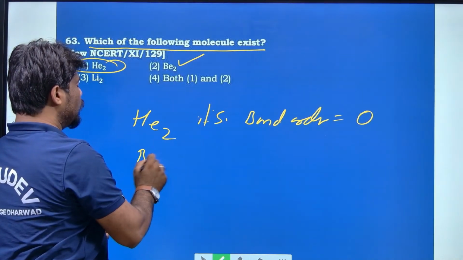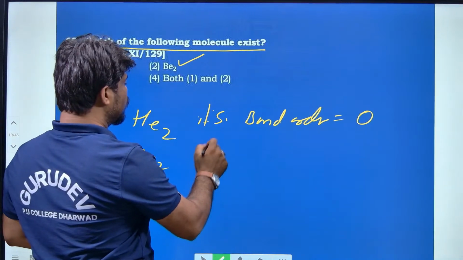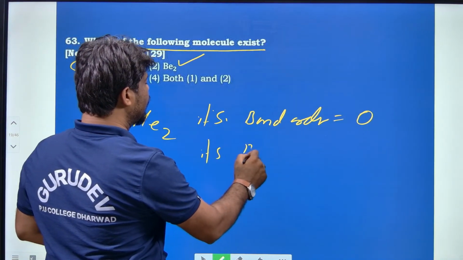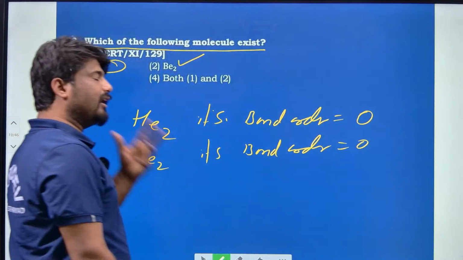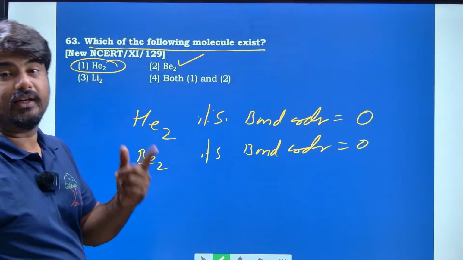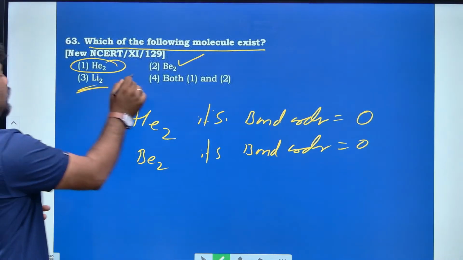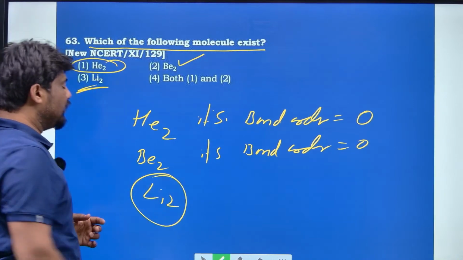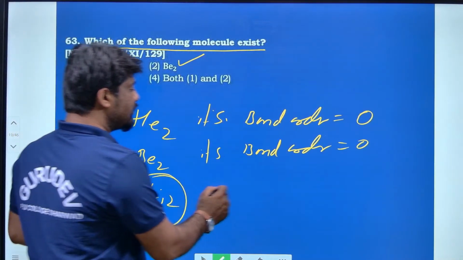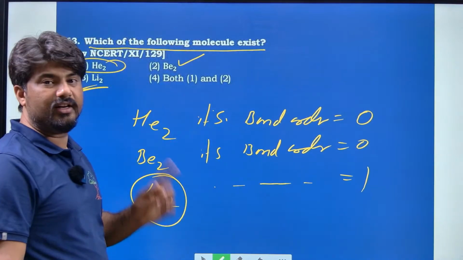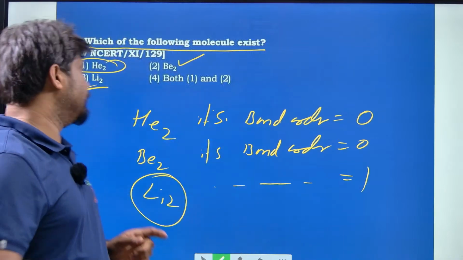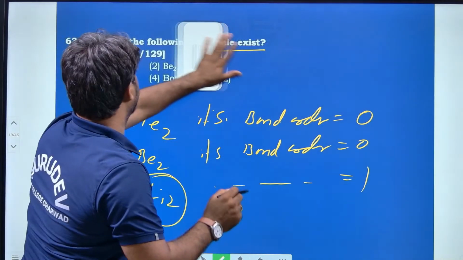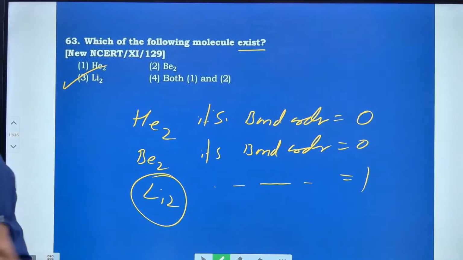Next, Be2. Now, the Be2 molecule, its bond order is also 0. Hence, it also cannot exist as a molecule. Go to the next, Li2, lithium. Lithium can exist as a molecule because its bond order is 1. If the bond order is 1, then it exhibits the molecule, meaning there is a single bond between lithium and lithium. Hence, option 3 can exist as a molecule. So, option 3 is the right answer for the question.